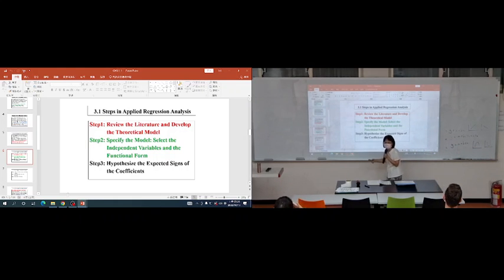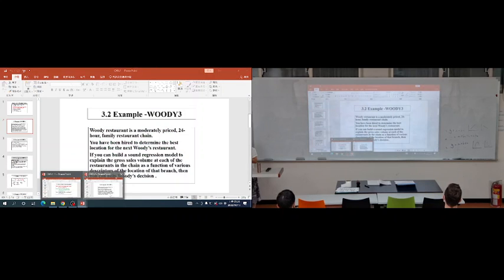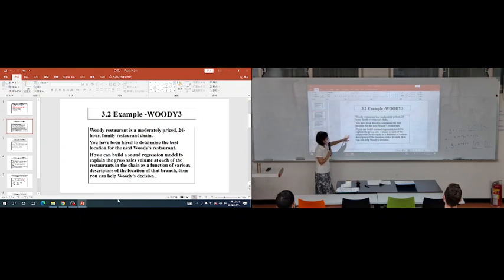So what do we do with our example? We know that the y variable is the sales. Then for the x variables, what do you think will determine the sales of a restaurant? What can you think of?